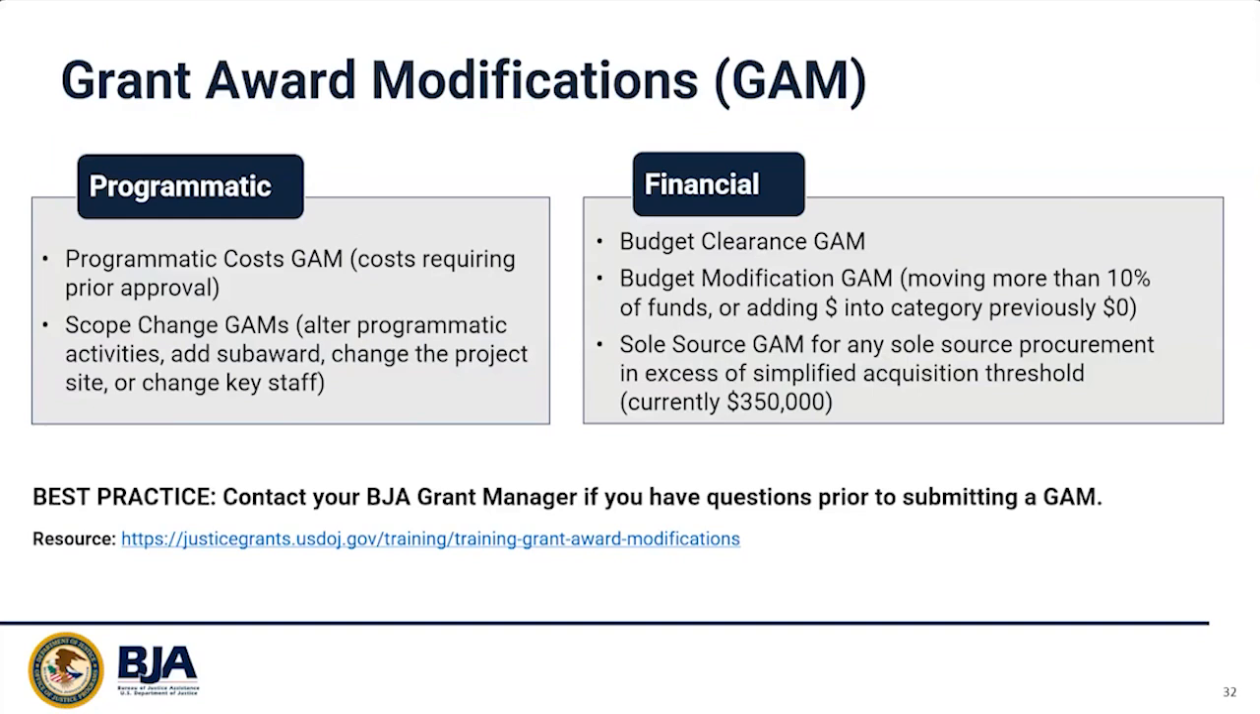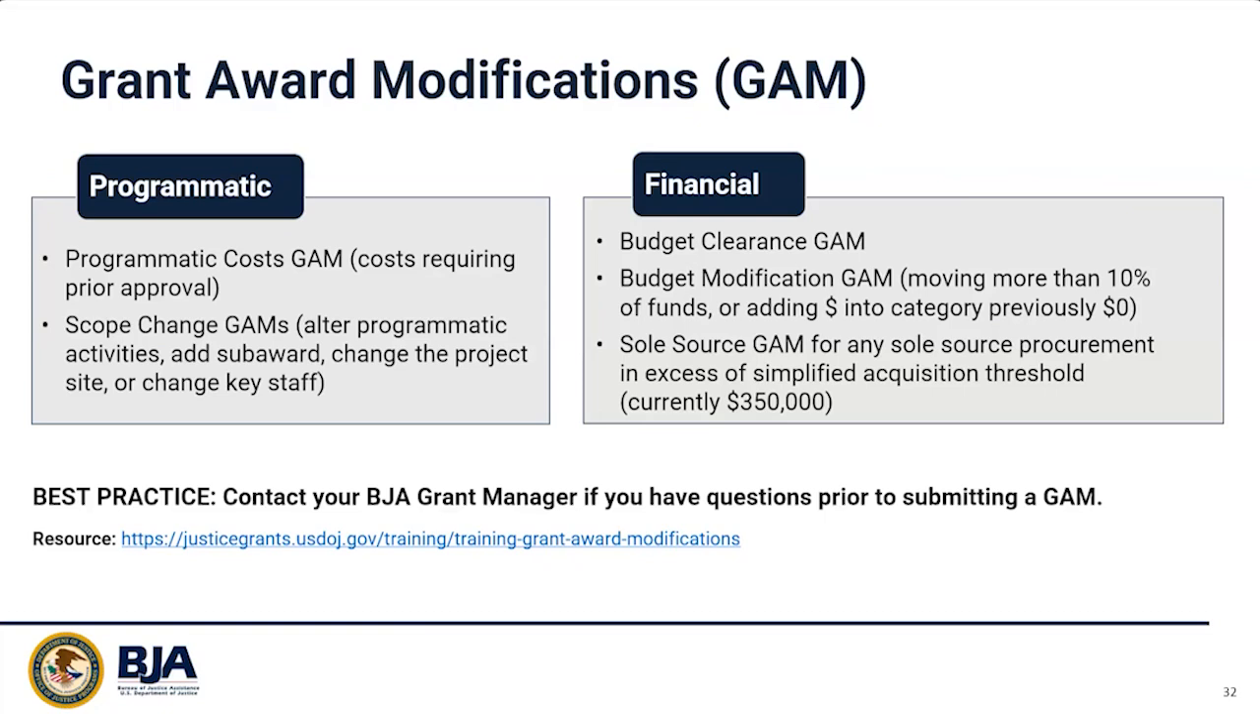A grant award modification, or GAM, is used to request changes that require prior approval and must be submitted within JustGrants. There are two primary categories of GAMs: programmatic and financial. The programmatic GAMs have two subcategories: programmatic costs, which generally cover costs requiring prior approval, and scope change, which alter programmatic activities, add subawards, change a project site, or change key staff.